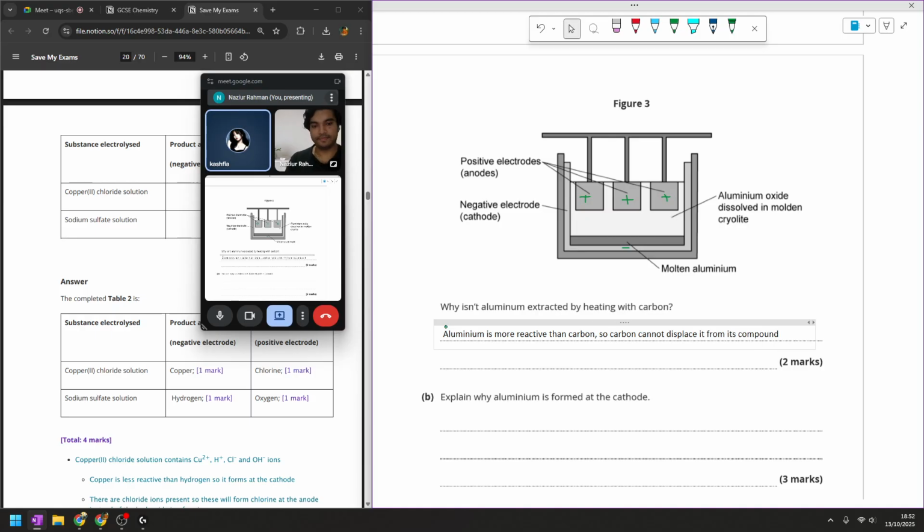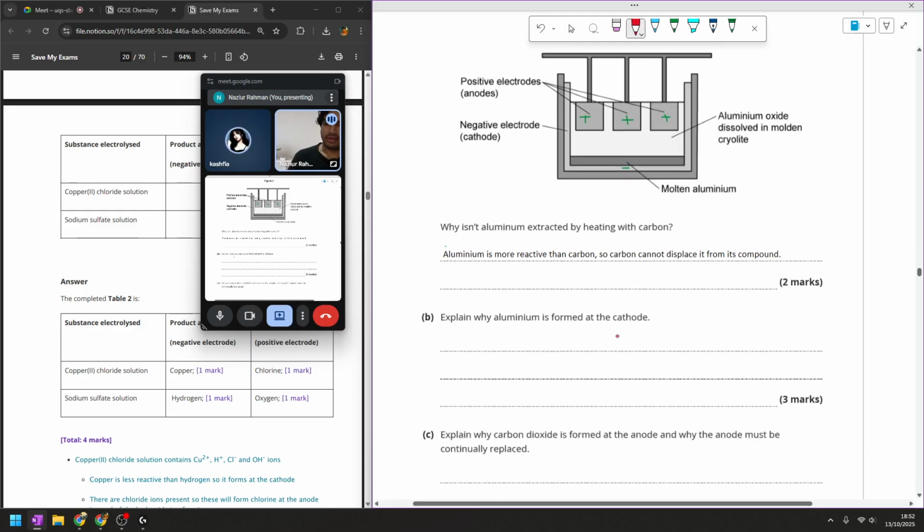Does that make sense? Yeah. Okay, and explain why aluminum is formed at the cathode. So how would you word that? How would you word the reason aluminum is produced there? Because I know you know conceptually why it's produced, but how would you sort of word a 3-mark answer?